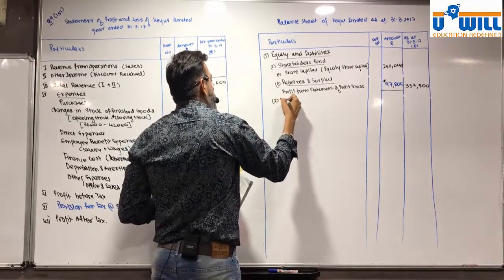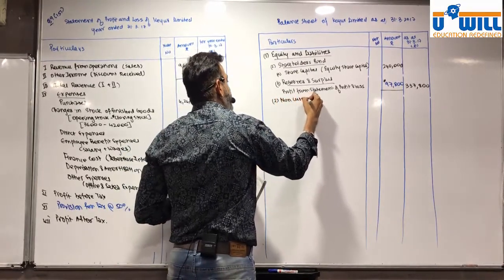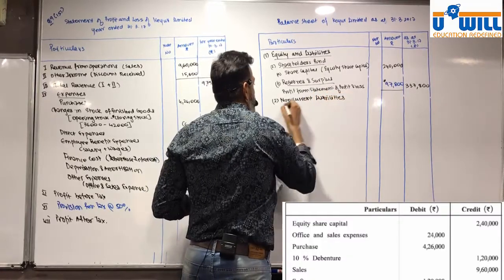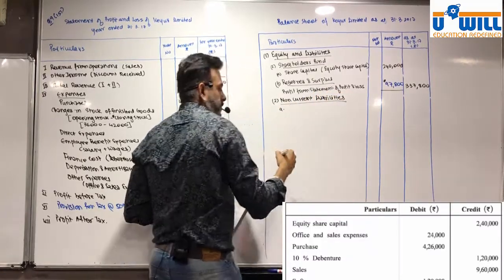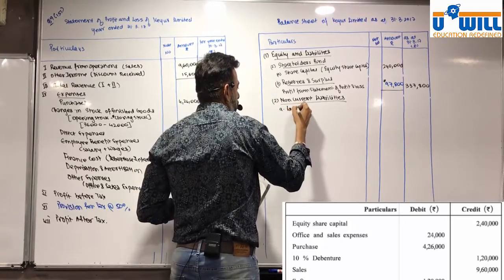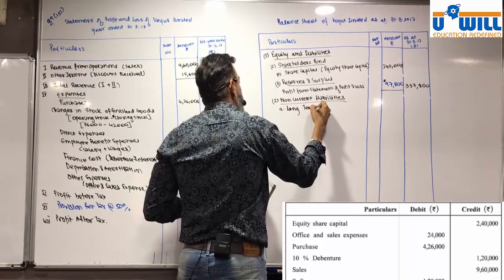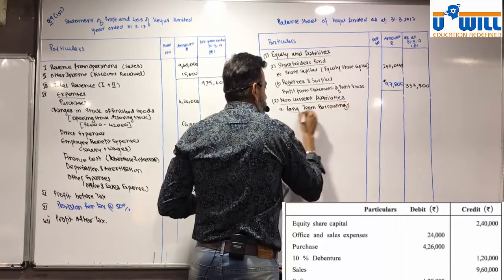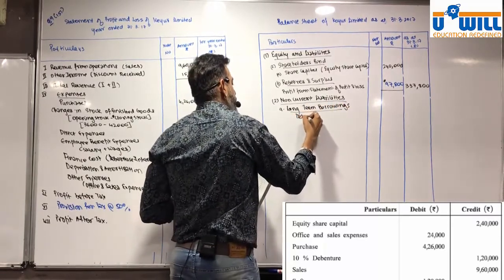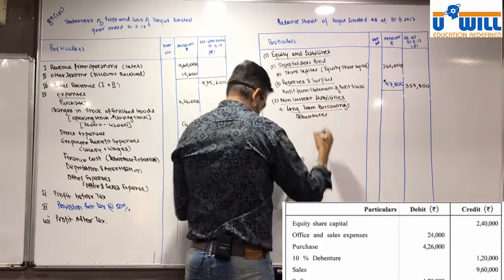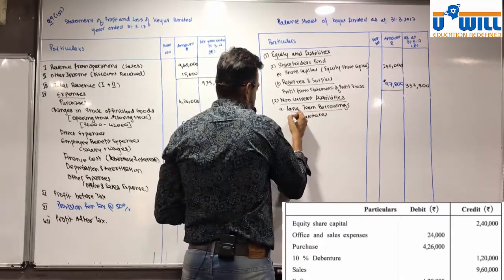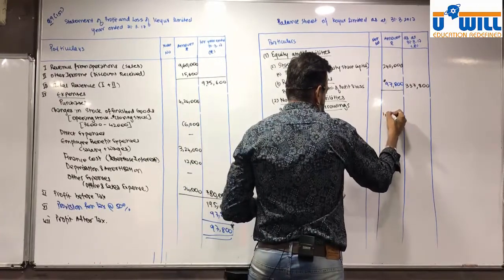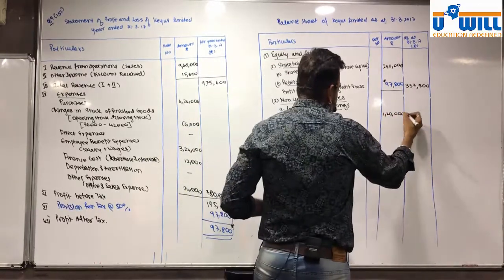Second, non-current liabilities. A. Long term borrowings. Debentures, 10% debentures, 1,20,000. So directly outer column.